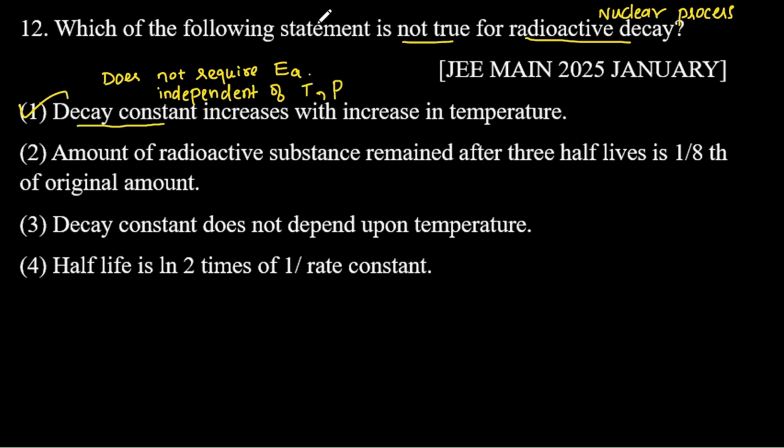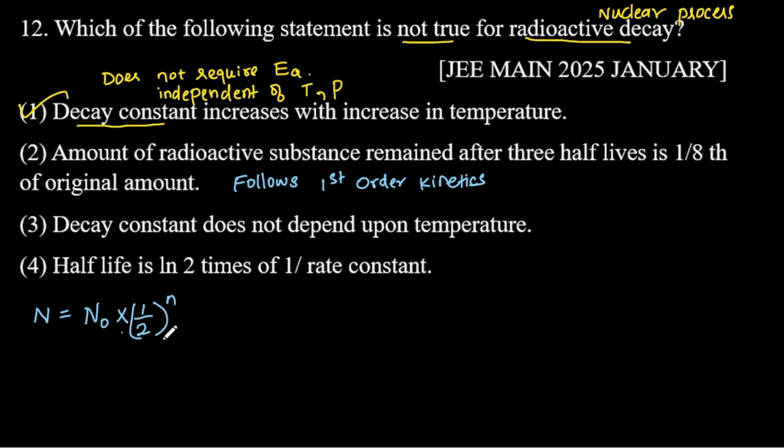So let us see the other statements also. Amount of radioactive substance remained after 3 half-lives is 1/8 of original amount. How to find the amount of radioactive substance after n half-lives? Radioactive decay follows first order kinetics. So the amount of substance remaining after n half-lives is given by the formula N equal to N naught into 1/2 whole power n. Here N naught is the initial amount.